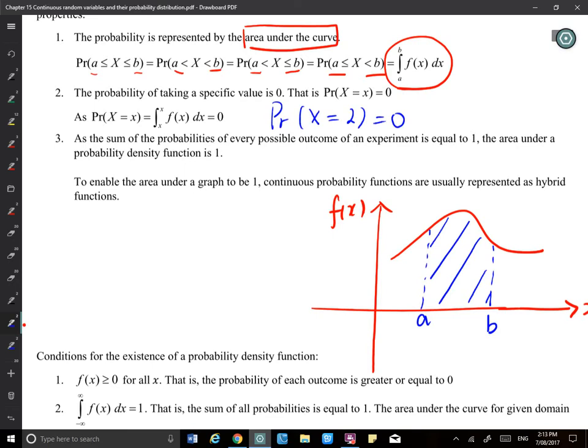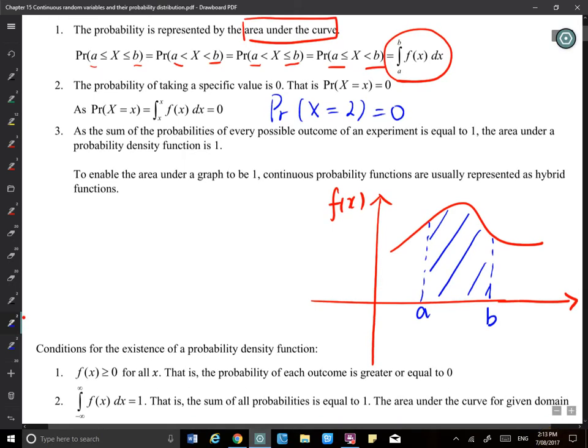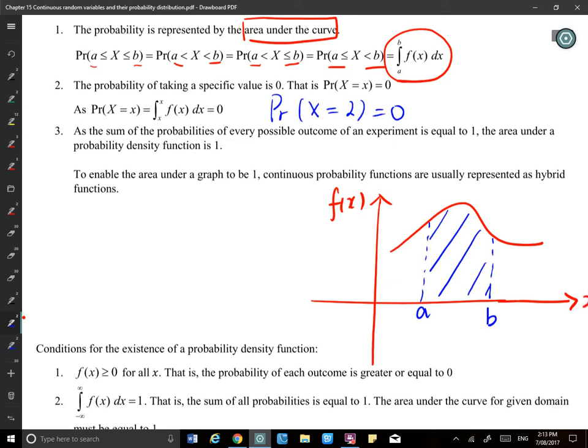Why is it 0? Because the area at a single point is 0. The area from 4 to 4 is 0. There's no area, it's just a line. That explains why in part 1, I can include or not include the endpoints: the probability for that single point is 0, so it doesn't matter.